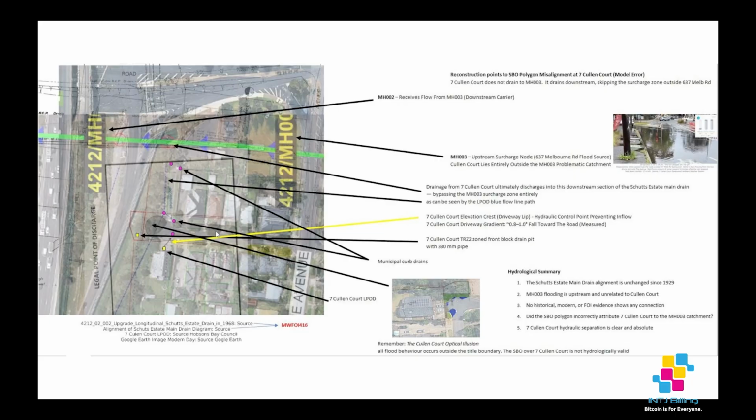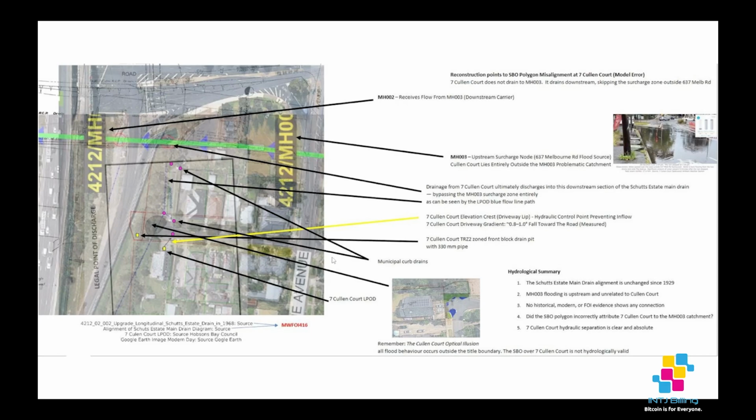So this is an important collage, and the important part to note is that the drainage from 7 Cullen Court ultimately discharges into the downstream section of the Schutts Estate main drain, completely bypassing our problematic node at 641 Melbourne Road that's responsible for all the flooding. So 7 Cullen Court, because it drains to here, completely bypasses our problematic node, MH003.